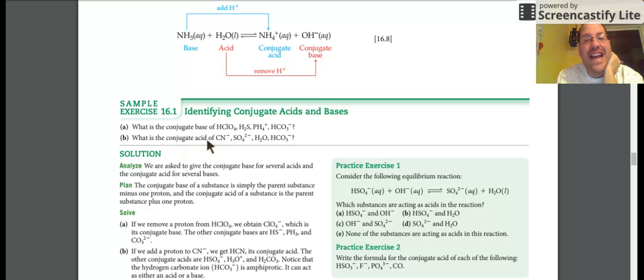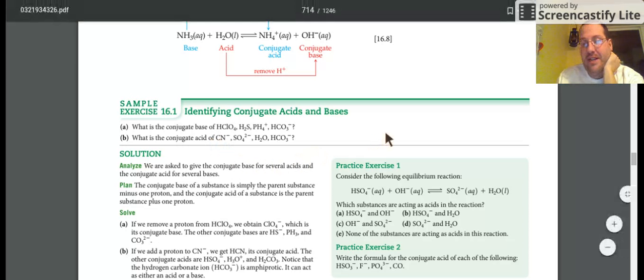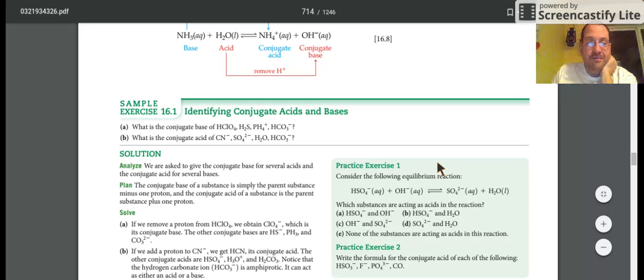And a conjugate acid is caused when a base gains a proton. So there's conjugate acid-base pairs.